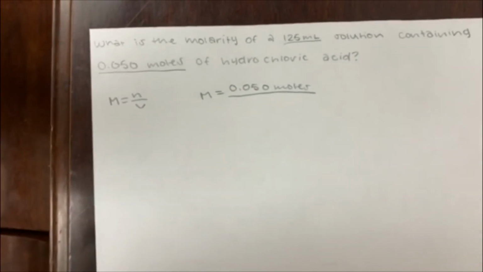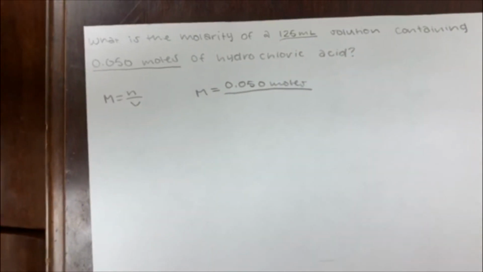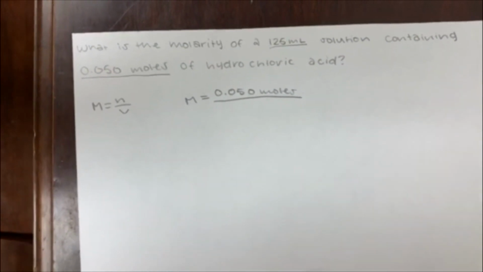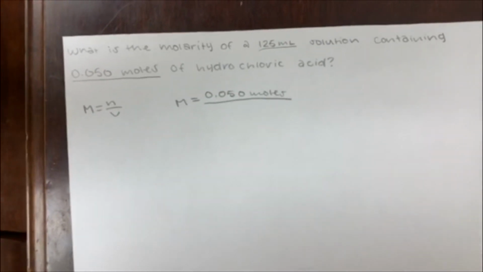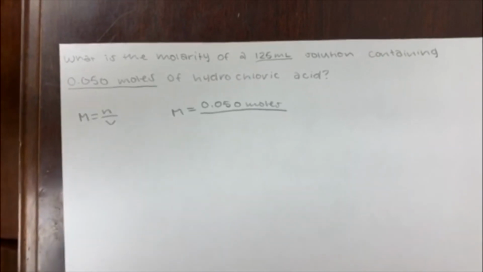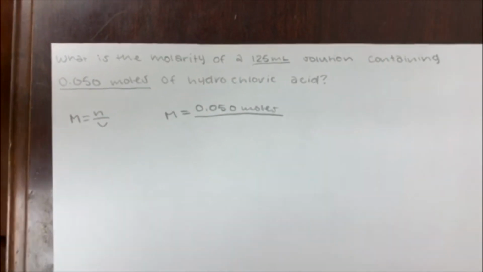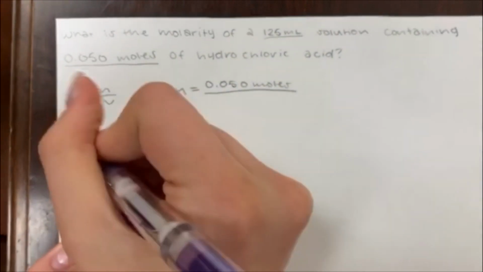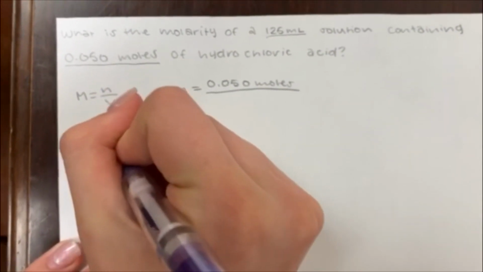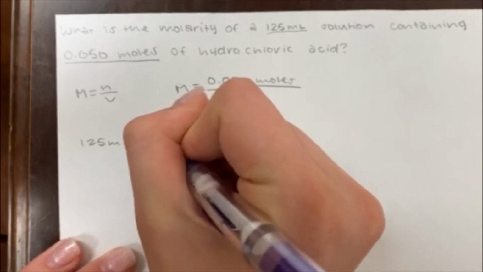Since V is the volume in liters, not milliliters, we need to convert. In order to convert 125 milliliters to liters, you can multiply it by a conversion factor fraction. Since 1 liter is equal to 1,000 milliliters, we can put 1,000 milliliters in the bottom and 1 liter on the top. So, 125 milliliters times 1 liter over 1,000 milliliters.